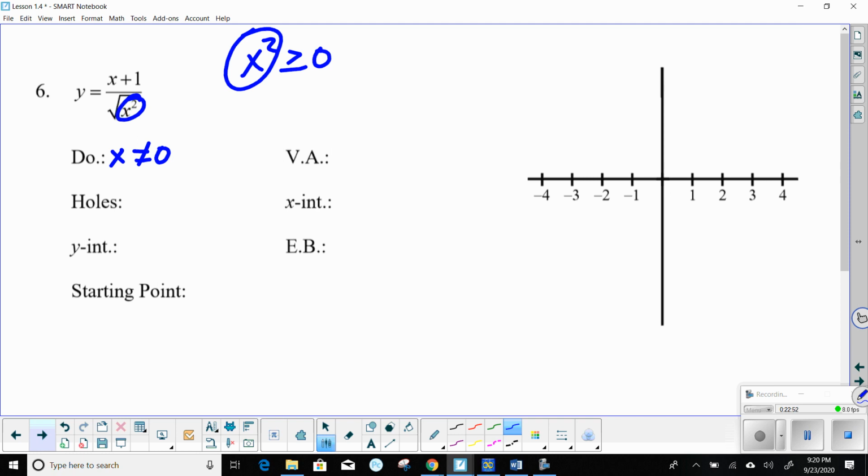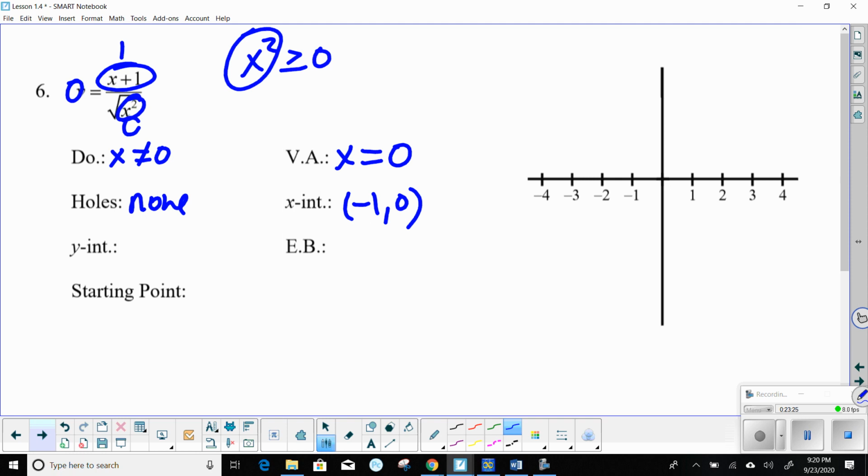Hey, vertical asymptotes, just a quick reminder: if I plug 0 in, I get 1 over 0. That means 0 is not a hole in the graph. That means 0 is a vertical asymptote. So x equals 0 is my vertical asymptote. There aren't any holes, right? There are no factors that reduce. The x-intercept is what makes the top equal to 0, right? I want this to be 0 over here. That means the top has to equal 0. That'd be negative 1.